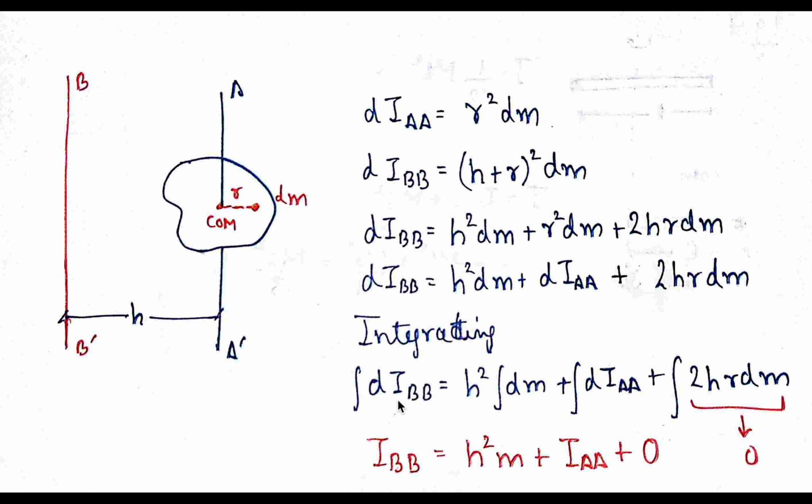Now dI B B dash will be equal to, you just expand it and write it something like this, and put on the integration so as to get the moment of inertia of the full body about the B B dash axis. Upon integration you will get something like this. First of all, this is the moment of inertia of the body about the A A dash axis, which you can clearly see. Now this last term, the integration of 2hr dm, will be equal to 0.